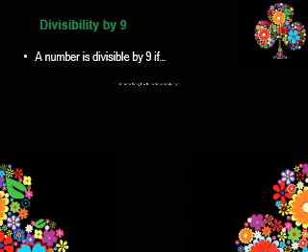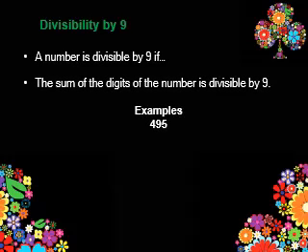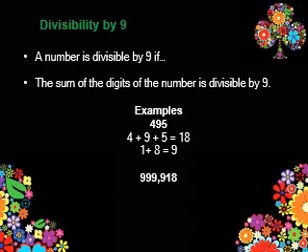And now the last trick, it's about the divisibility by 9. The divisibility by 9 is similar to the divisibility by 3. Do you still remember how we check the divisibility by 3? We said you have to add the digits. If you add them and you get 3, 6, or 9, then the number is divisible by 3. The same thing we are going to do in this one, but the sum should be 9. So for example, we have 495. If you add 4 plus 9 plus 5, it's 18, and 18 is divisible by 9, so this number is divisible by 9.